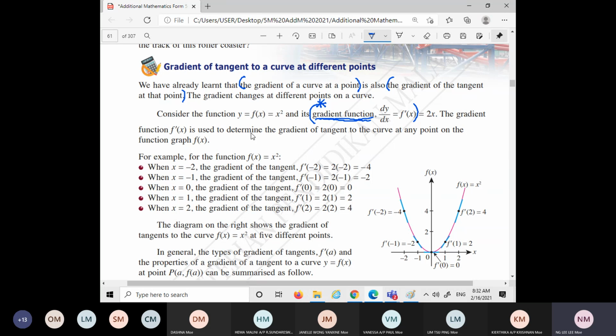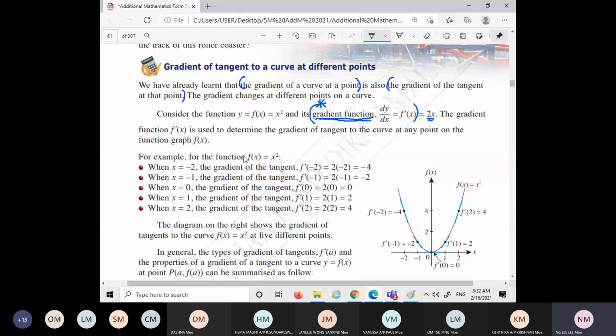So we start with y equals x squared. You differentiate this, you get 2x. So the dy dx, the differentiation of this, we call it the gradient function, the 2x. The gradient function f prime x is used to determine the gradient of the tangent to the curve at any point on the function's graph, f(x). So you know that dy dx means the gradient of the tangent or the gradient of the curve.